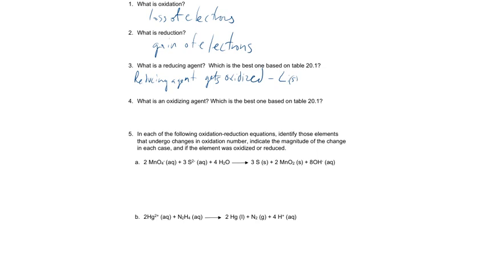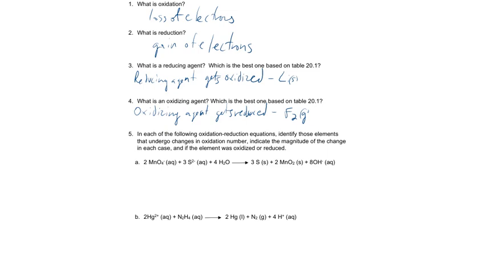What is an oxidizing agent? An oxidizing agent oxidizes something else and it gets reduced, and the best one at that is fluorine. So that's the top of your reduction potential table. The bottom is your reducing agents that get oxidized.